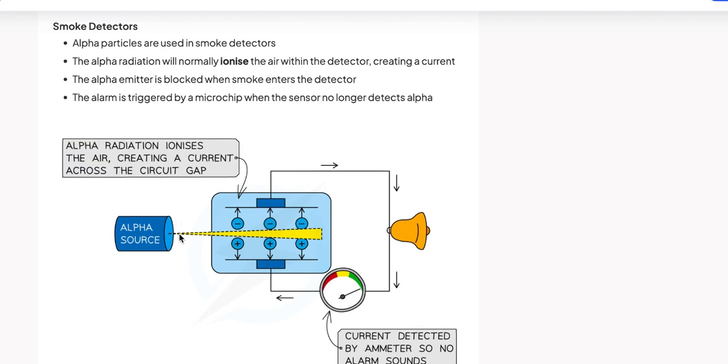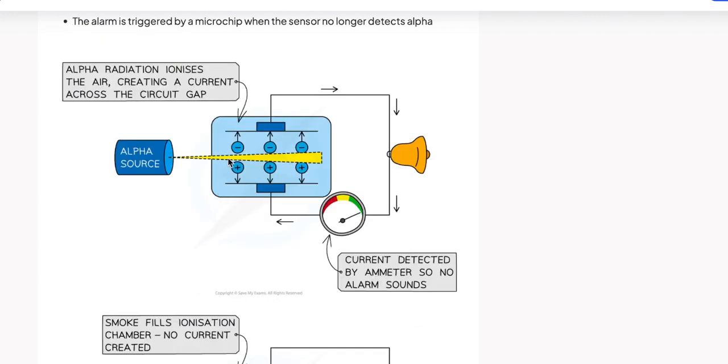So when the smoke blocks them, they will no longer be able to come here, ionize, and cause current to flow. And once current is no longer flowing, this galvanometer or ammeter will fall back to this side, and then this one will ring the alarm. So this shows you that the smoke has blocked the alpha that is ionizing, causing ionization and causing current to flow in this system. So current will no longer flow once this one is blocked.